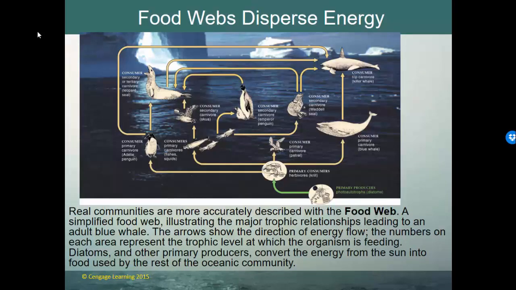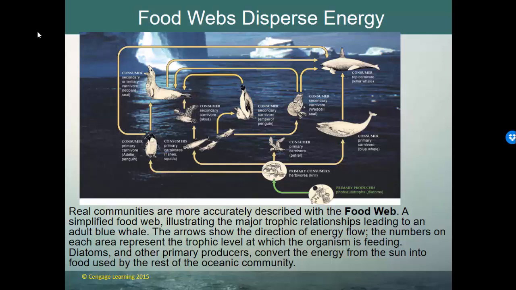So food webs are designed to disperse energy. Real communities are more accurately described as a food web as opposed to that pyramid. In the real world, it's more of a web. And we have a simplified food web here illustrating the major trophic relationships leading to an adult blue whale, and then also the top carnivore, the killer whale. The arrows show the direction of energy flow. The numbers on each area represent the trophic level at which the organism is feeding.